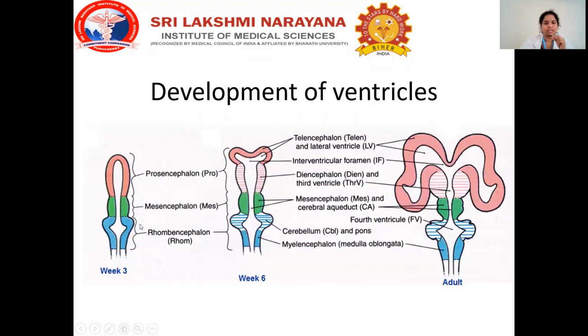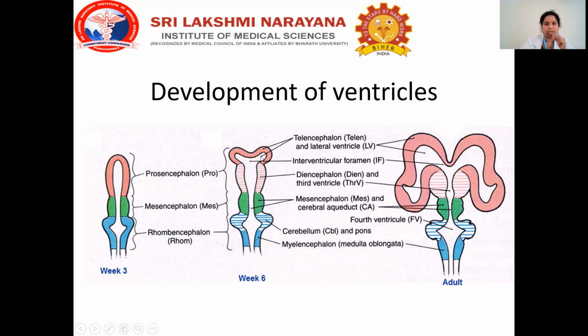During development, in third week, when the neural tube forms, it produces three vesicles in the cranial part. The cranialmost part being called prosencephalon, and the middle part called mesencephalon, and the distal vesicle is called rhombencephalon. The prosencephalon vesicle further differentiates into two: lateral telencephalon vesicle and the diencephalon vesicle.